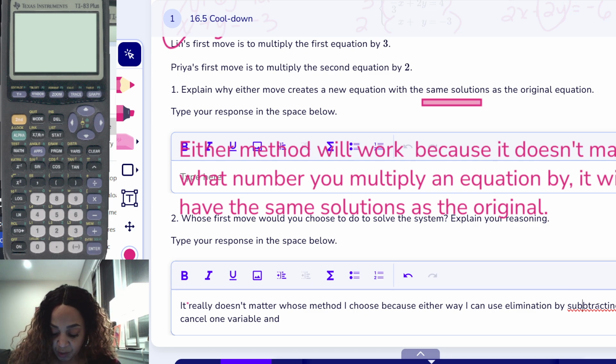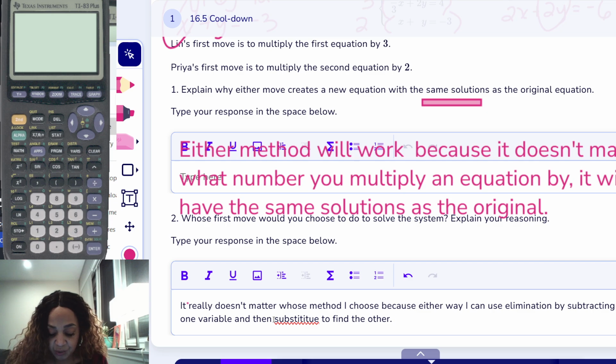By subtracting to cancel one variable and then substitute to find the other. It really doesn't matter whose method I choose, because either way I can use elimination by subtracting to cancel one variable and then substitute to find the other.